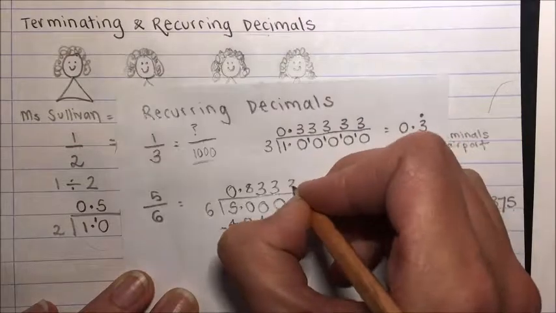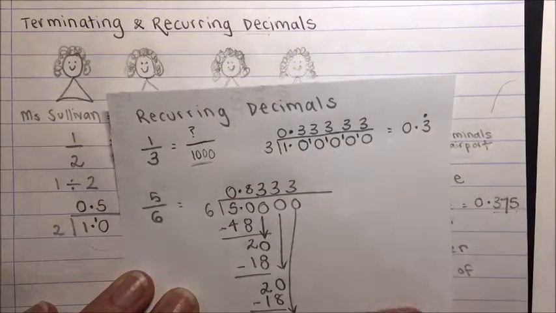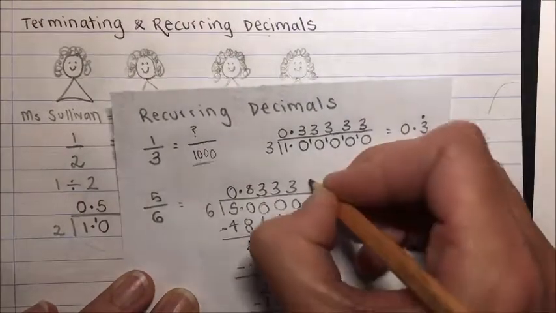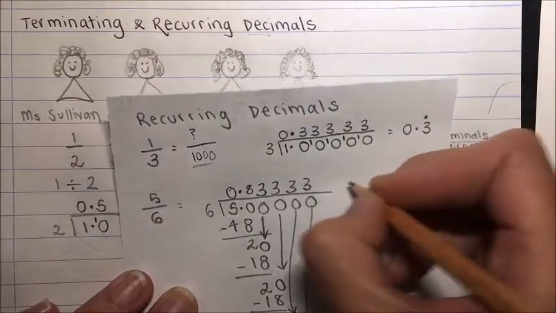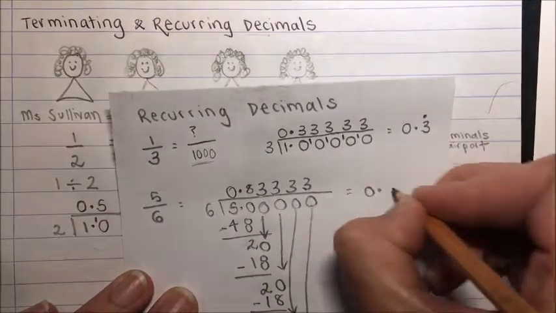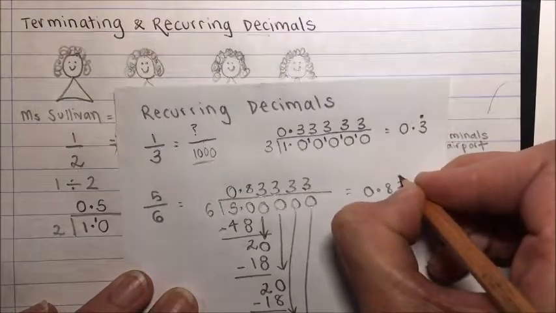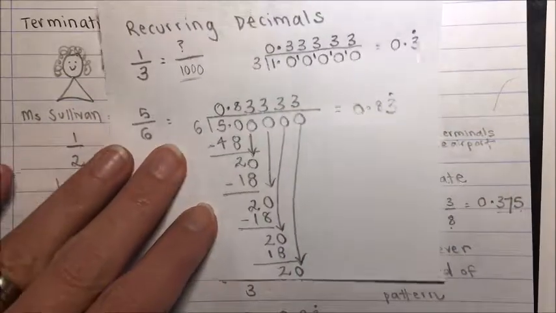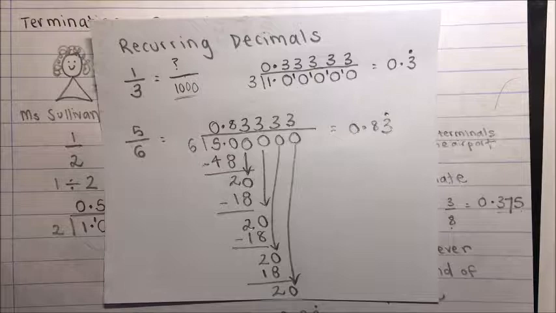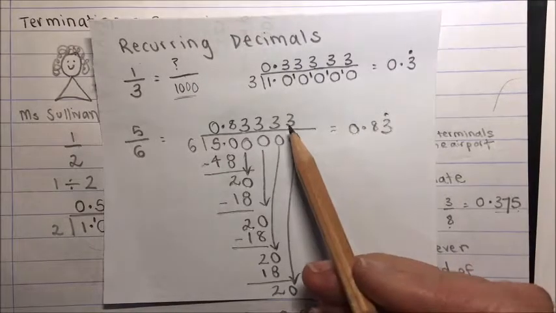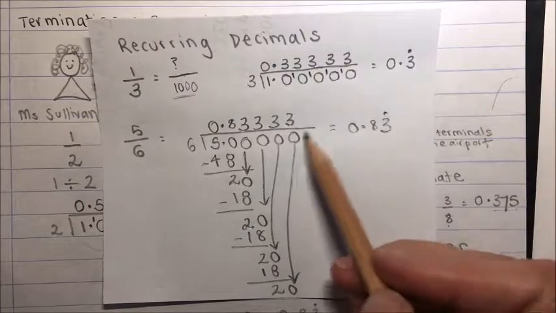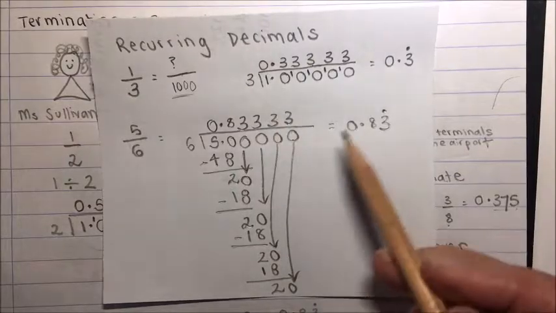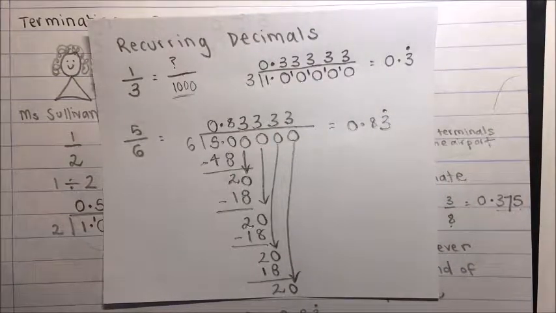6 into 20, 3 times, 18, 20 minus 18, 2, add another 0, bring it down, and it will continue forever. So 5/6 is 0.8, and the 3 goes on forever. So notice that I only put the dot over the top of the 3. Does that make sense? It's a recurring decimal. It's going to go on forever. Forever, I'm going to be saying 3 times 6 is 18, remainder 2, create another decimal place, 6 into 20, 3 times 6 is 18, remainder 2, and it would just go on and on and on.